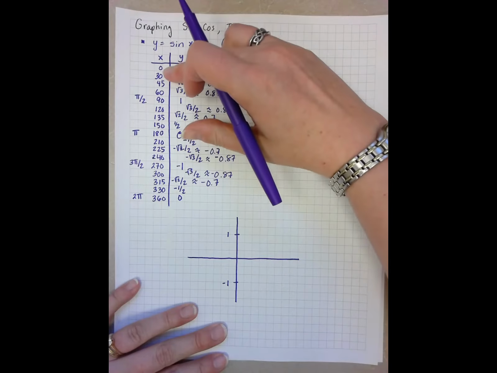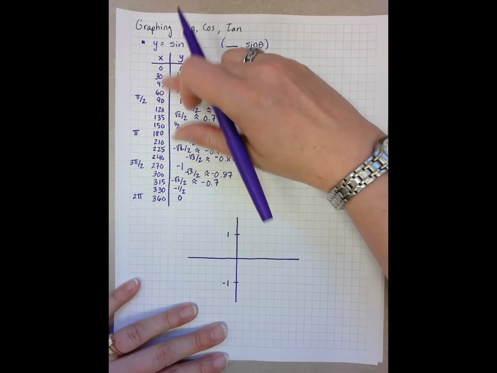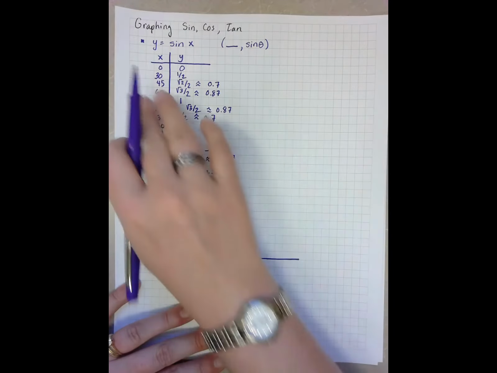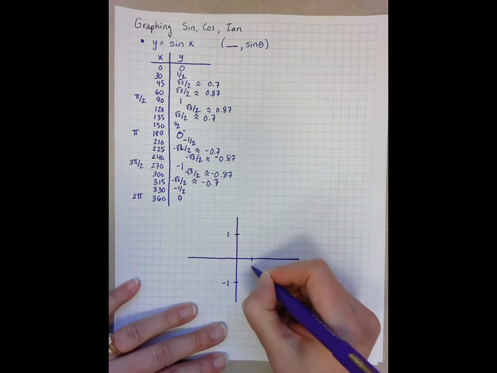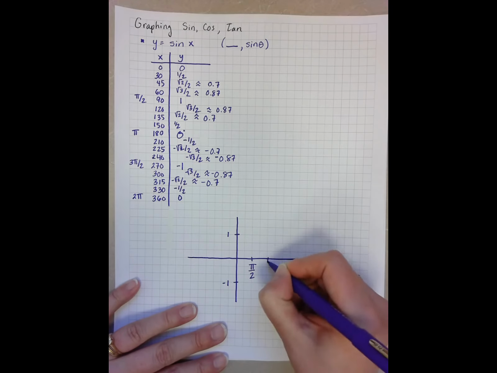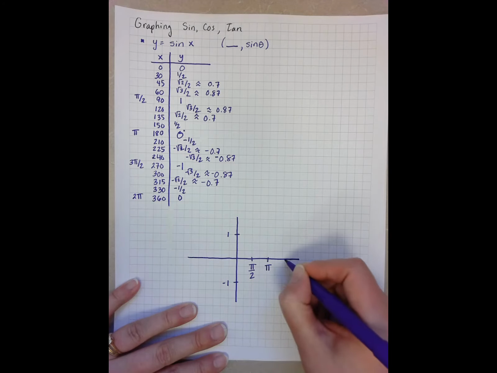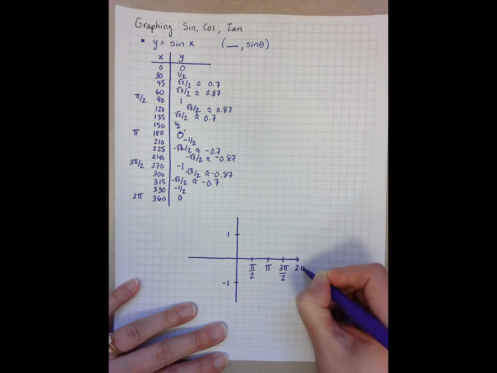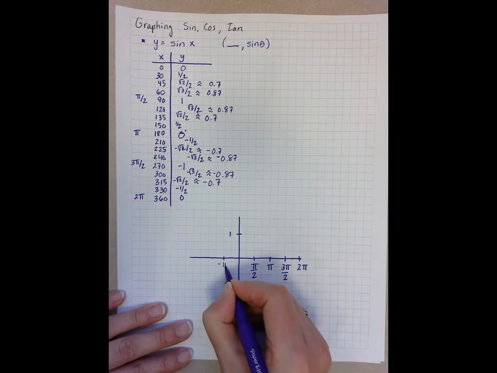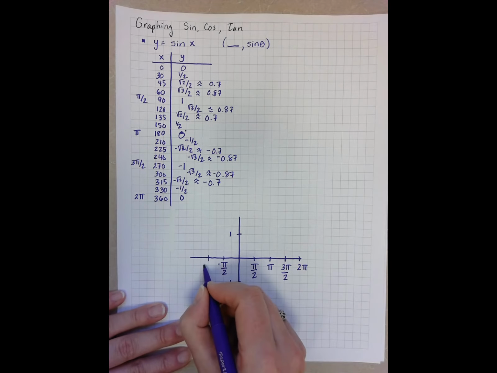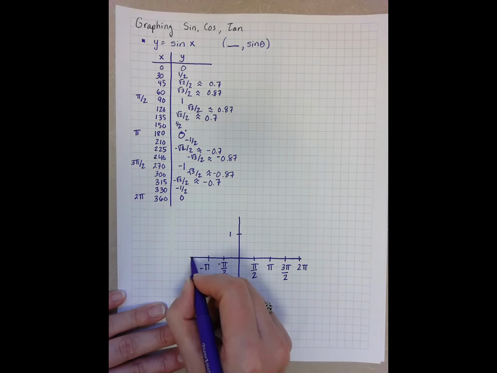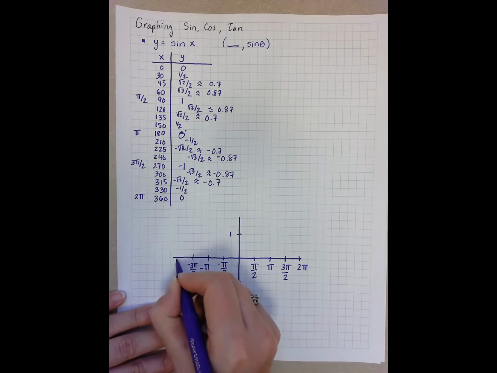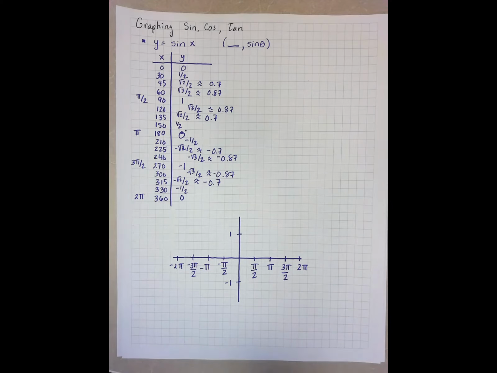I'm going to ignore the 30, 45, 60 for right this second. And I'm going to anchor us at 0 degrees, pi over 2, pi, 3 pi over 2, and 2 pi. And I'll do that for the negatives also: negative pi over 2, negative pi, negative 3 pi over 2, and negative 2 pi.